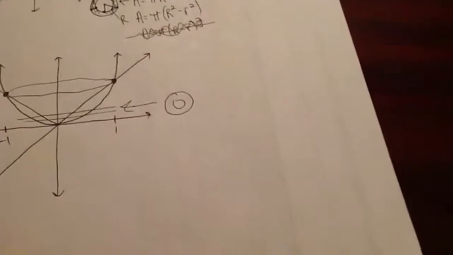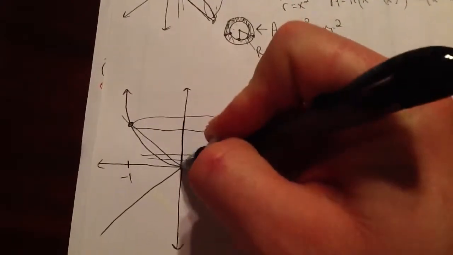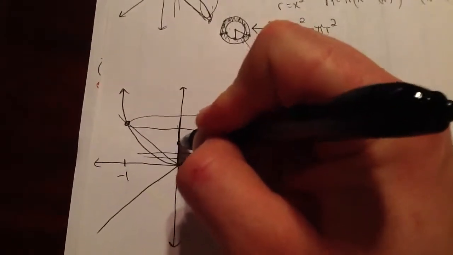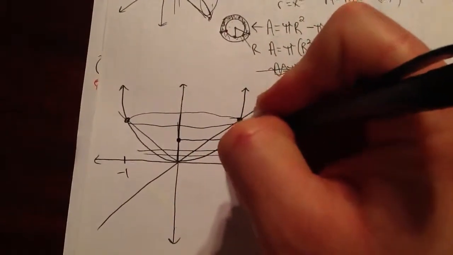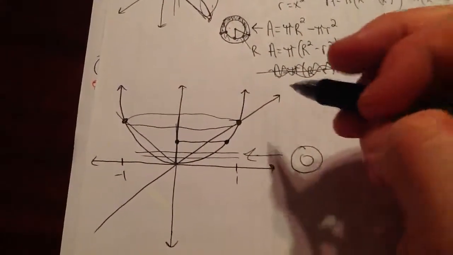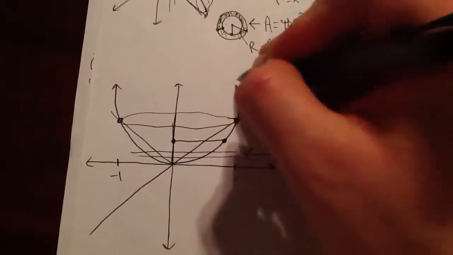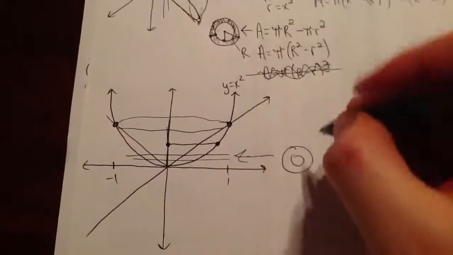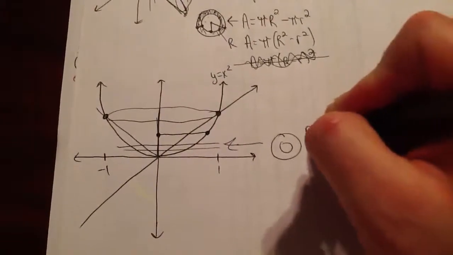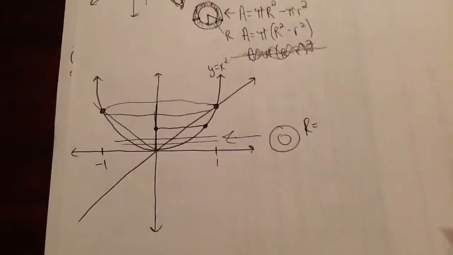So if we do that, what's our big radius? It's nice because we revolved around the y-axis. So my big radius is just from here to the outside. Well, that's easy. That's the parabola, so that's y equals x squared. So my big radius, do I want to use x squared?